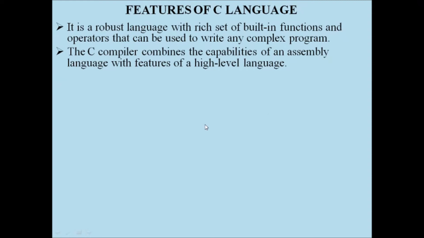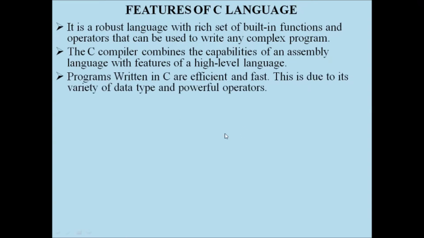The next feature is that it combines assembly language features and high level language. The next one: a program written in the C language is efficient and can be executed fast. How is this possible? Because of its variety of data types and variety of operators. The next feature is that it is many times faster than BASIC. BASIC is the former language of the language C. When we compare C with BASIC, C is faster than BASIC.